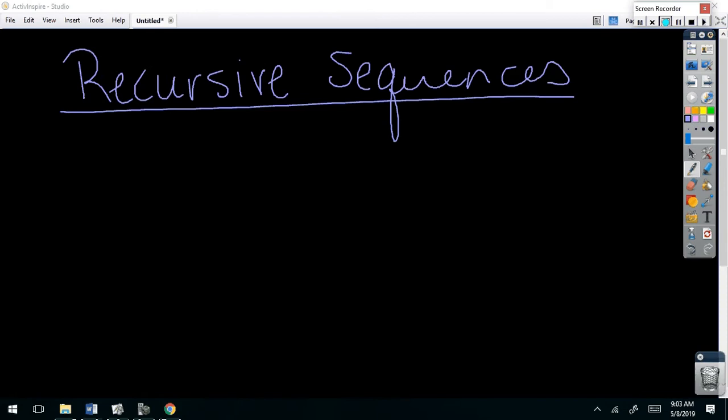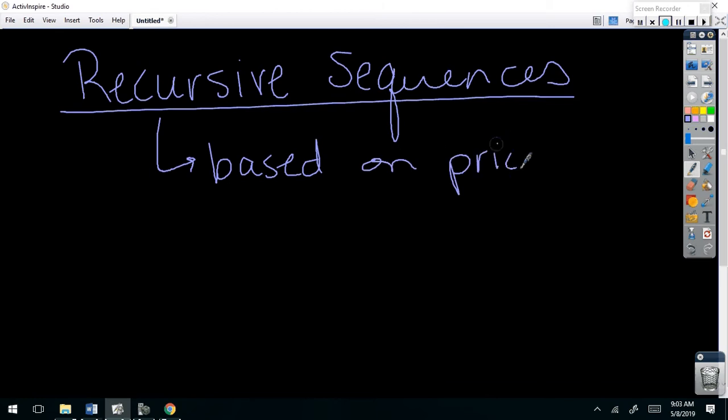Recursive is exactly what you all tried to do the very first time I introduced sequences and series with you. It's based, instead of on term number, on the prior term. This one's not based on the term number. This one's based on the term before it. Okay?